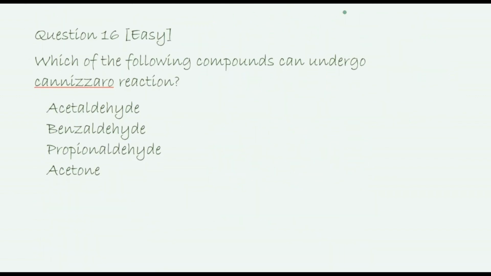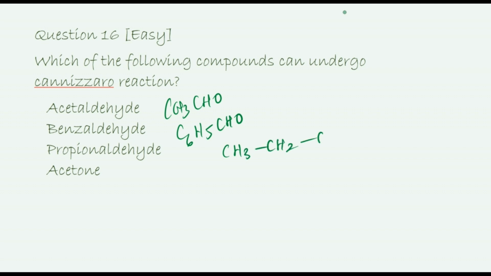Okay. Then which of the following compounds can undergo Cannizzaro reaction? Cannizzaro reaction means it needs an aldehyde without an alpha hydrogen, right? Acetaldehyde, benzaldehyde, propionaldehyde, acetone. So among these four, which is not having alpha hydrogen? Which one? That is none other than benzaldehyde.